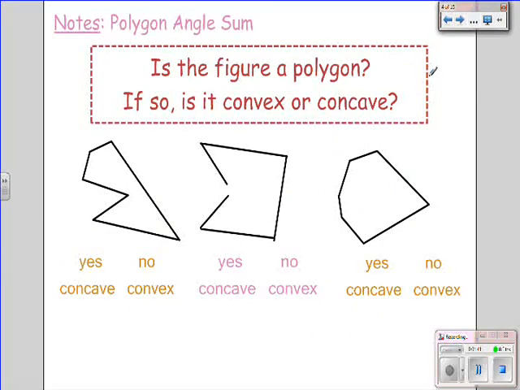So is the figure a polygon? If so, is it concave or convex? Take a second, try to think through what it would be.